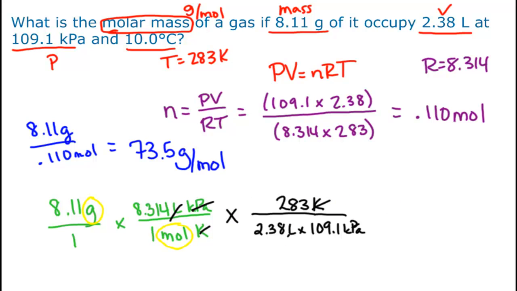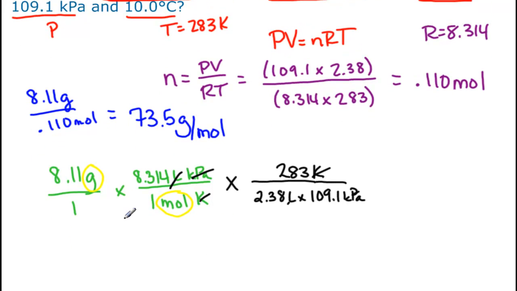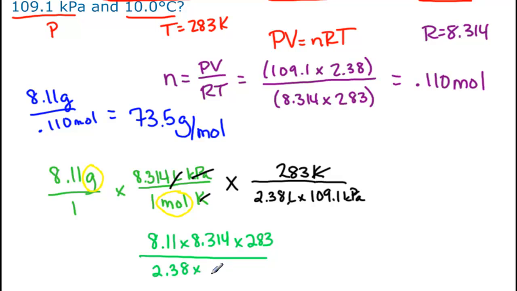So when you look at this, you pull all of your numbers out. Here we go. Pull all your numbers out, you get 8.11 times 8.314 times 283 divided by 2.38 times 109.1, and you will end up with the same answer of 73.5.